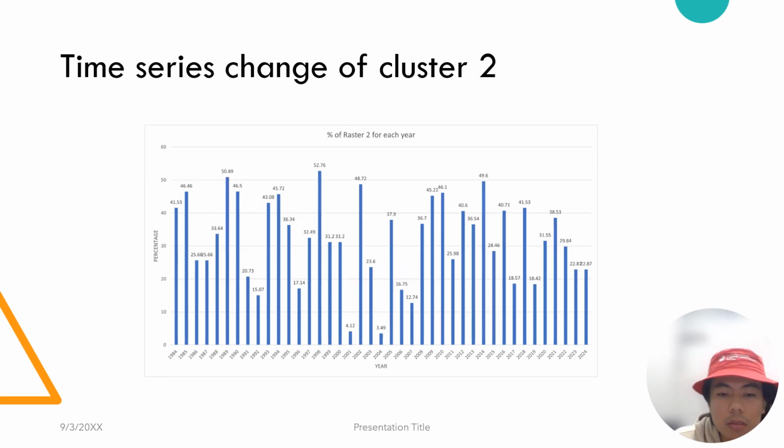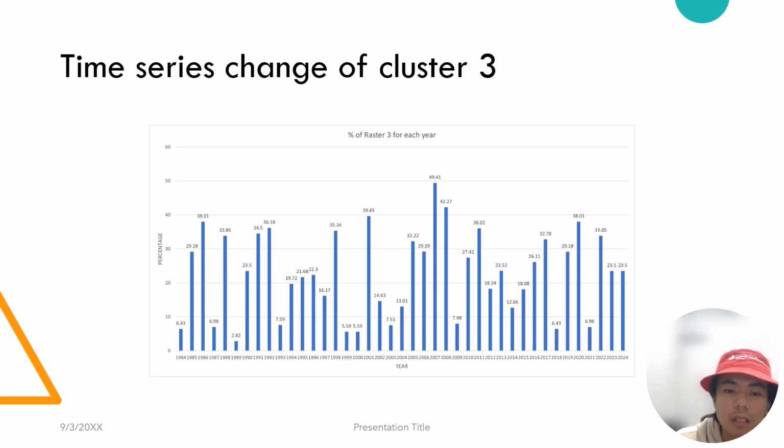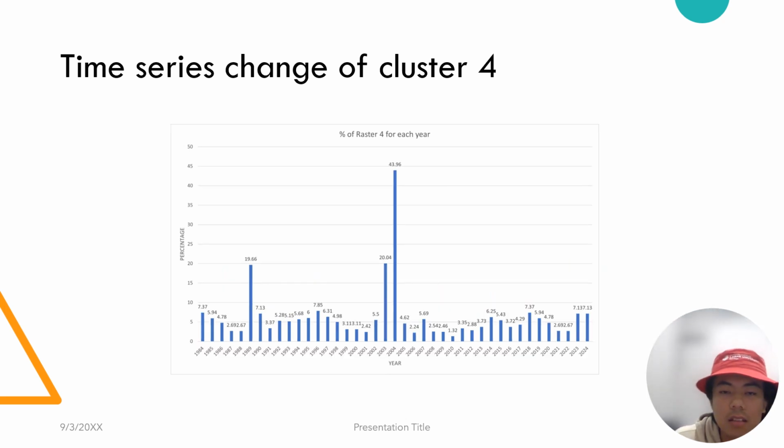For cluster number two, it is also distributed randomly from 84 to 24. The lowest one happened in 2004 at 3.49%, and the highest value is 52.7% in 1998. So this is the result of cluster number two. Basically, not consistent. And this is cluster number 4, and the highest one is 43% during 2004.